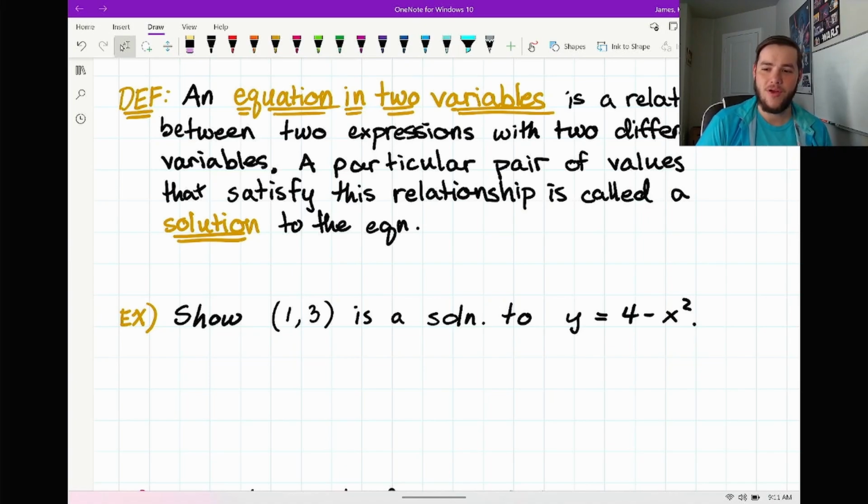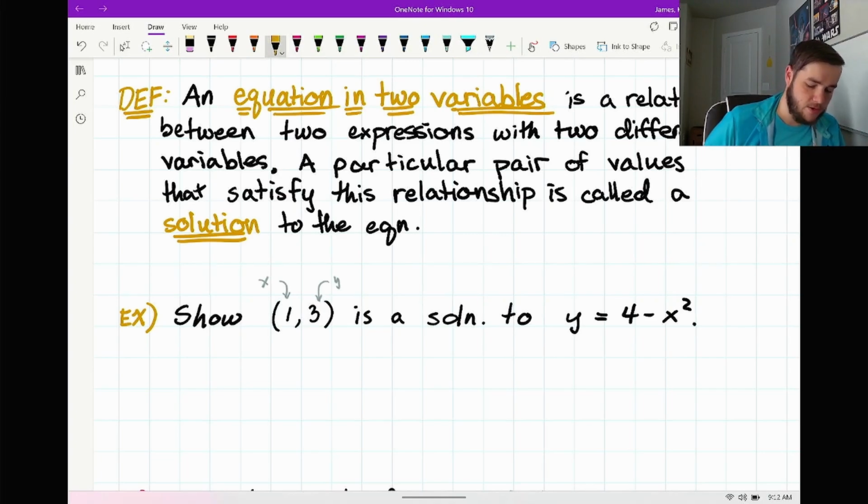So in this example, all I want to do is show that (1, 3) is a solution to this equation in two variables. Notice that these are two algebraic expressions of different variables being set equal to each other. How do I do that? Well, we learned from the last video that in an ordered pair, x is the first number and y is the second number. So what I am asking you to do here really is to plug in those values of x and y and see if you actually do get the same thing on both sides.